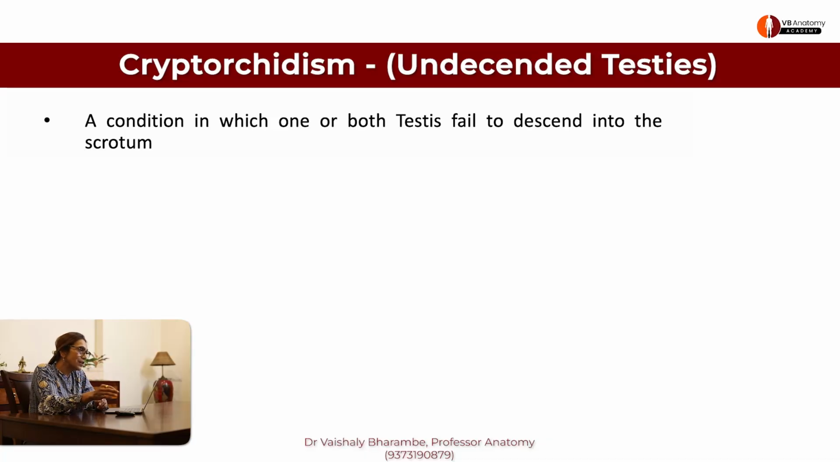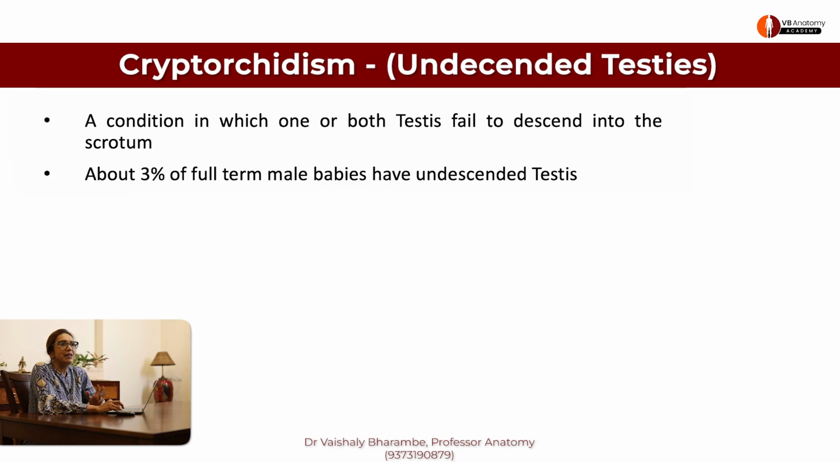Today we're going to talk about something very interesting, but something which is really needed by you, cryptorchidism. Asked very often, a serious disorder for the child, means a lot. Come, let's discuss it. So cryptorchidism, what does it mean? It means undescended testes, a condition in which one or both the testes fail to descend into the scrotum.